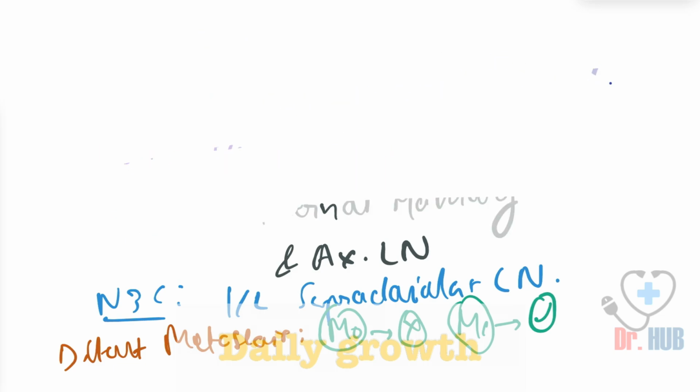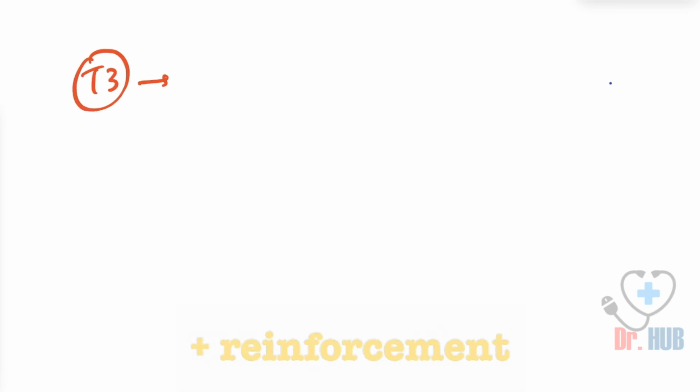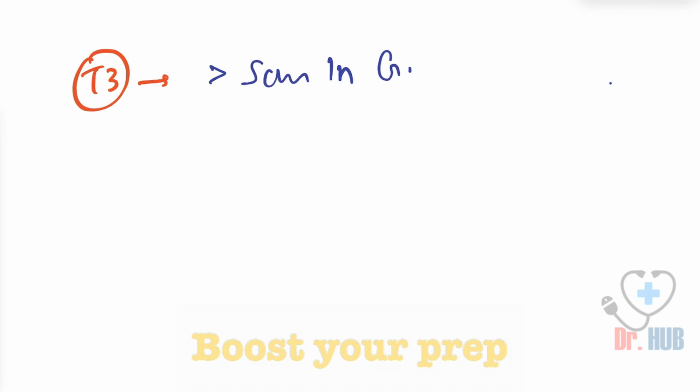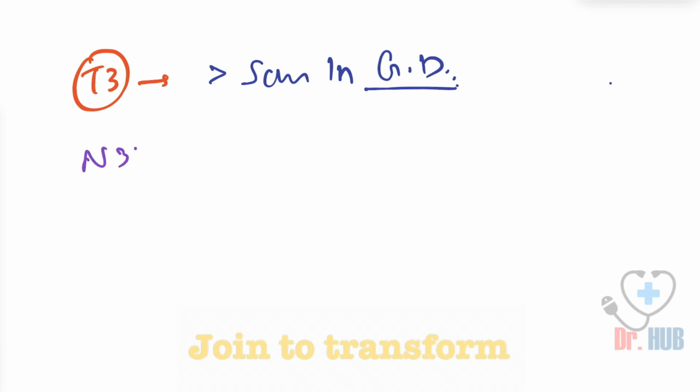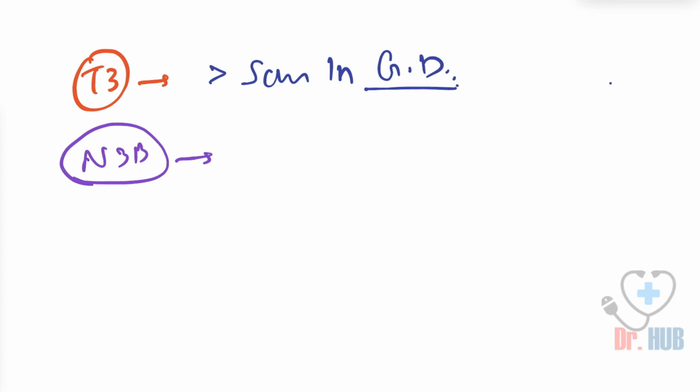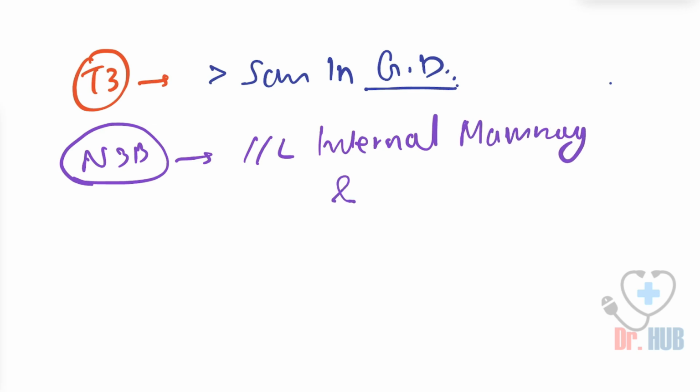Now we'll be answering our questions. The first question was, in terms of the T, what is T3? T3 is where the tumor is greater than 5 centimeters in the greatest dimension. The next question we asked was, what does N3B indicate? N3B indicates ipsilateral internal mammary and axillary lymph node.